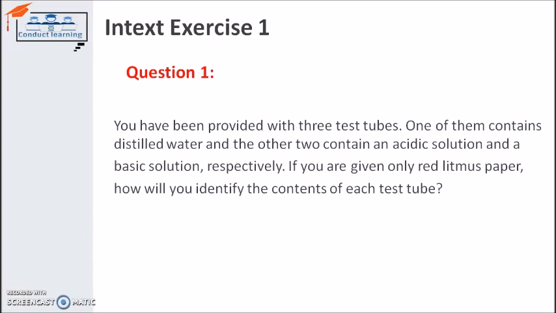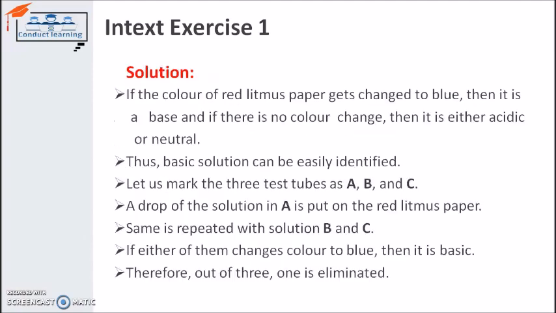So in this way, you can simply identify the three different solutions with the help of a single litmus paper. The same thing you can also read from there. If the color of red litmus paper changes to blue, then it is a base. If there is no change in color, it is acidic or neutral.